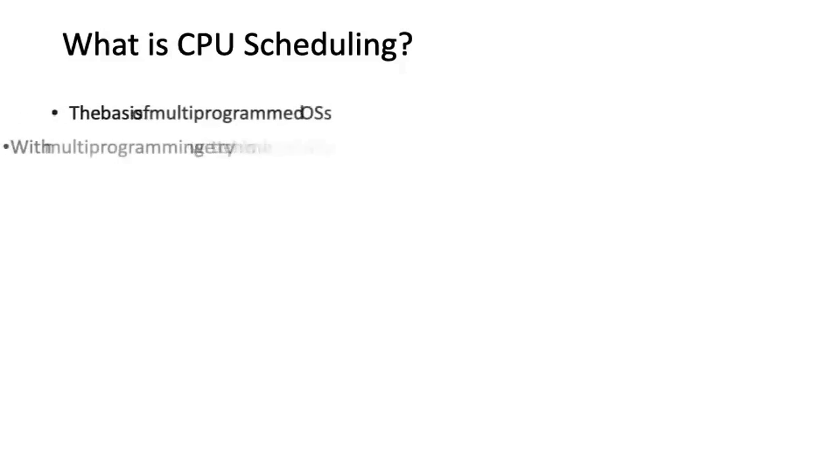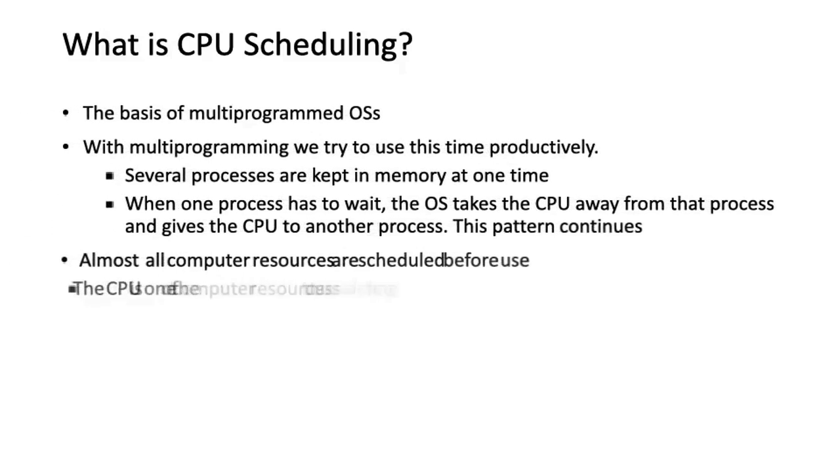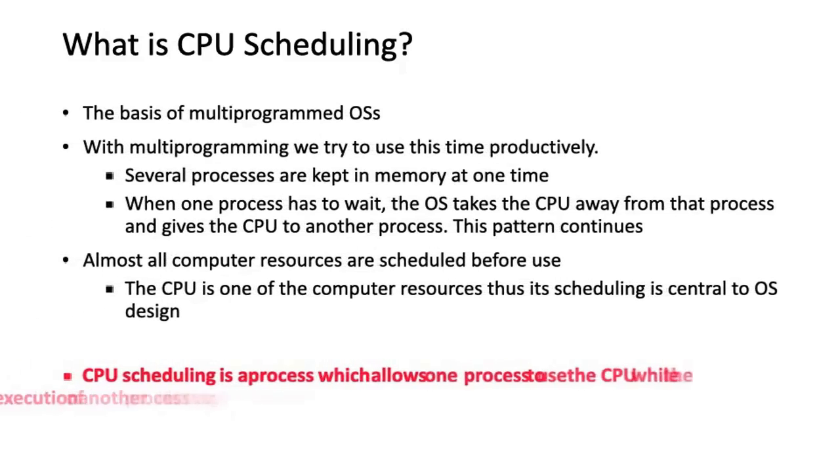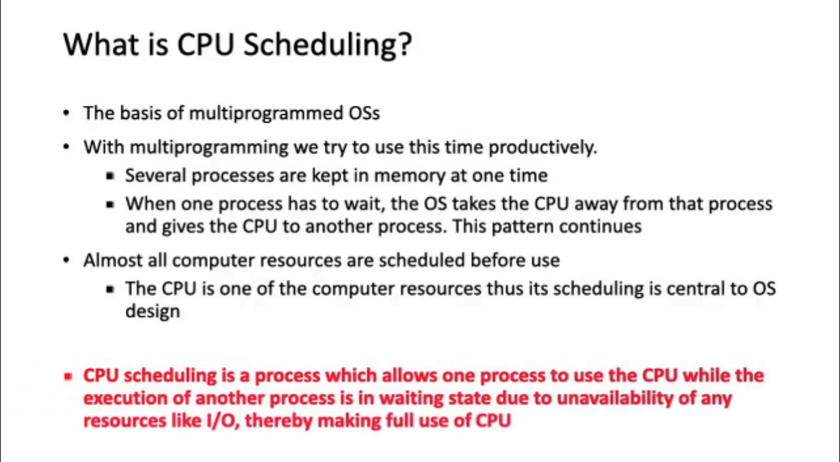What is CPU scheduling? CPU scheduling is a process which allows one process to use the CPU while the execution of another process is in waiting state due to unavailability of any resources like I/O, thereby making full use of CPU.